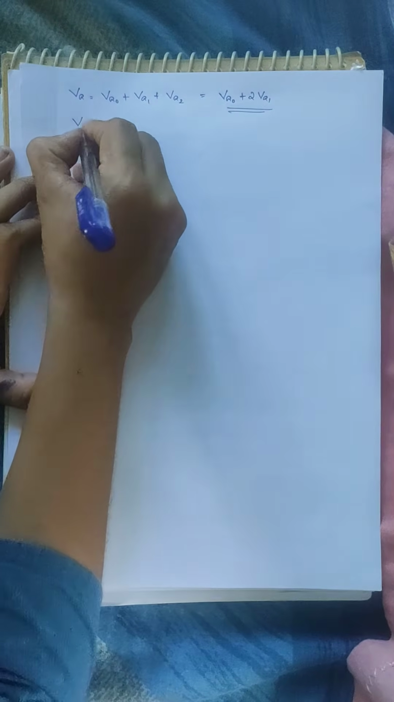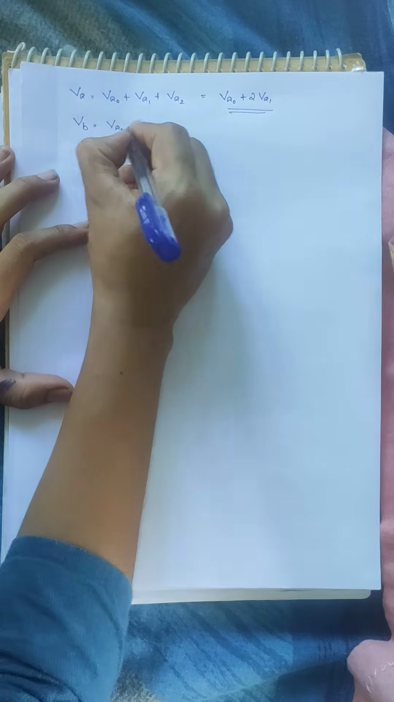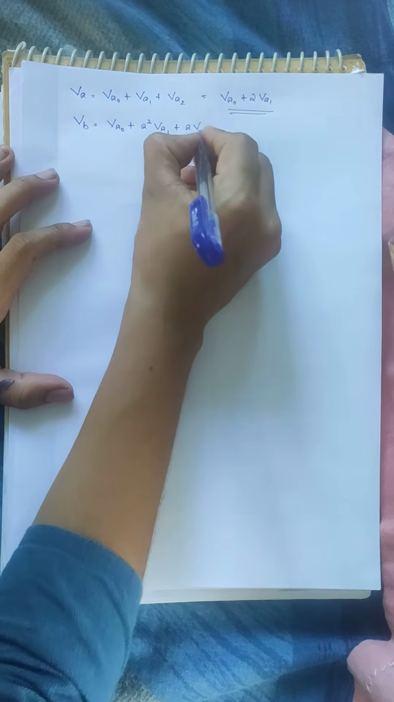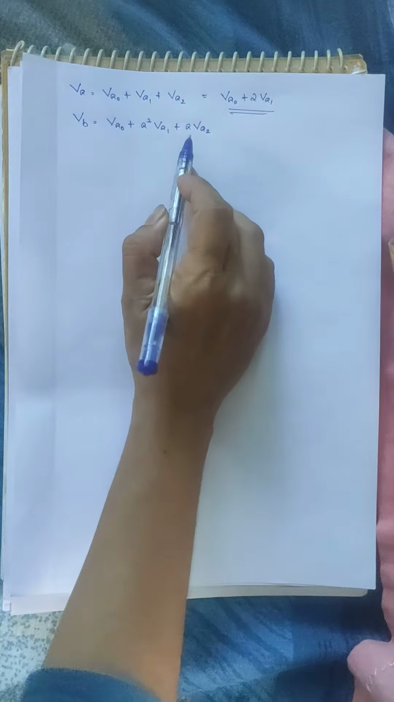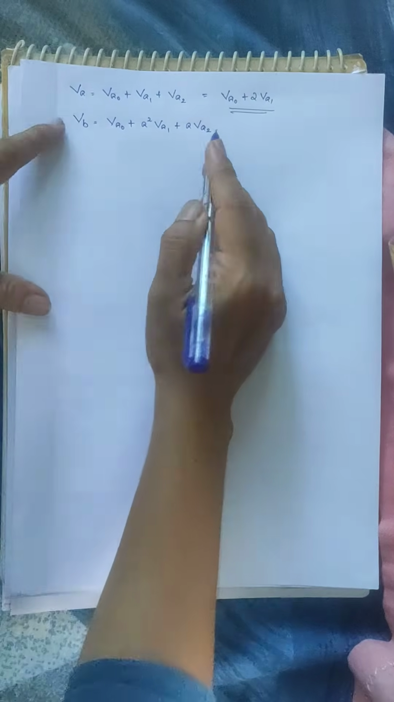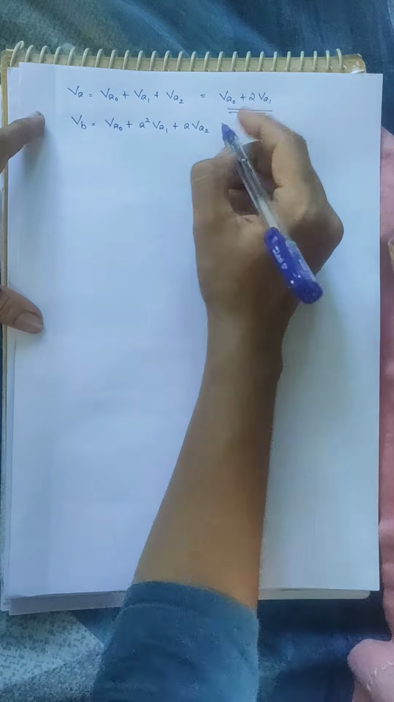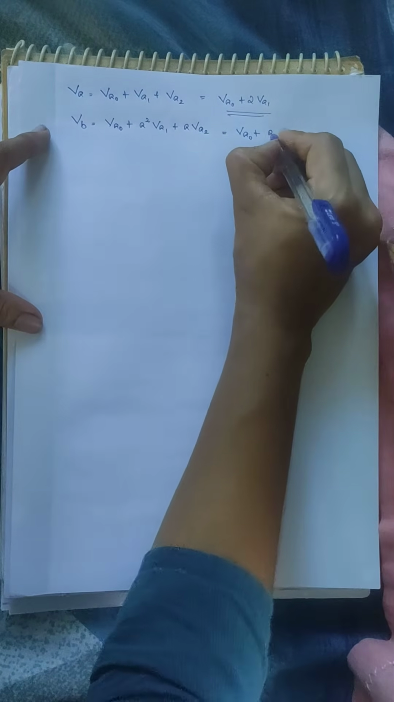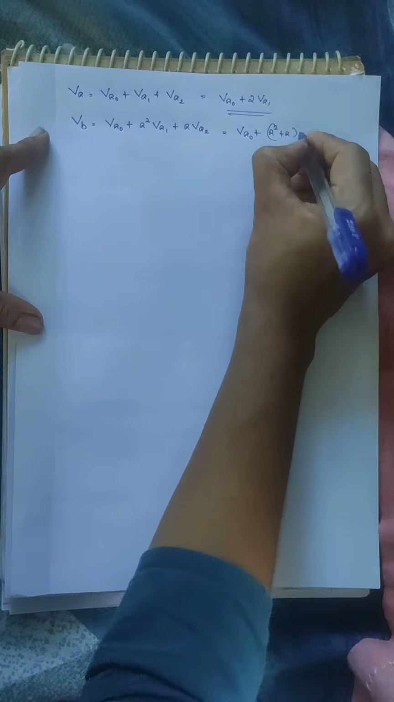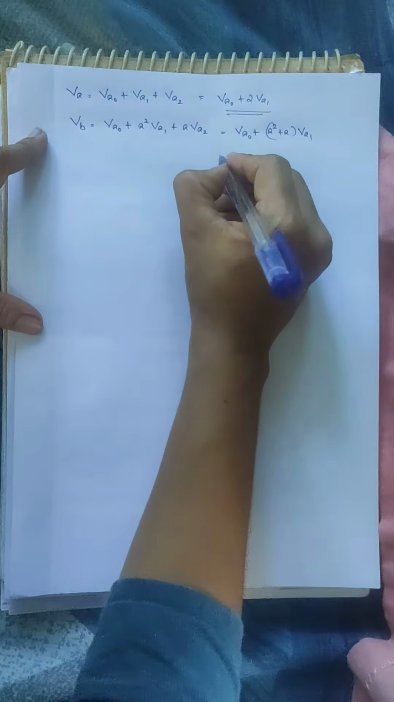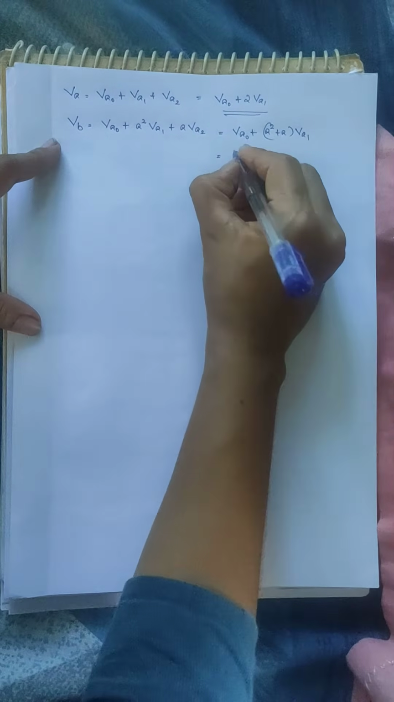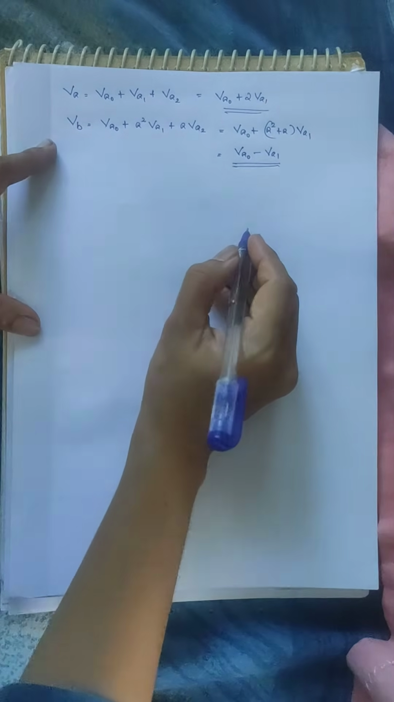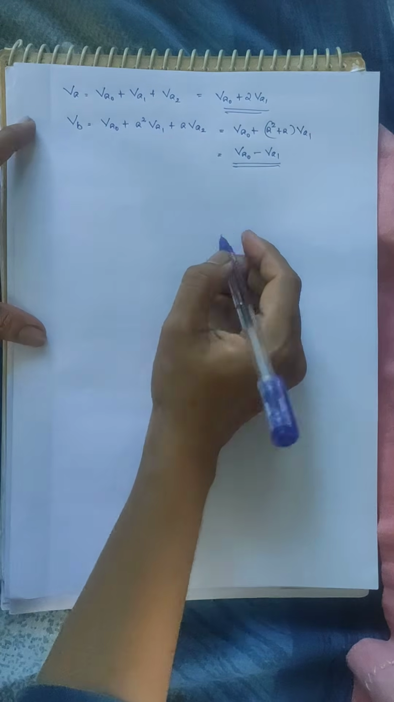Now VB. VB is equal to VA0 plus A square VA1 plus A into VA2. Again, VA1 is equal to VA2, so we can replace VA2 by VA1. Then this equation will become VA0 plus (A square plus A) into VA1. And A square plus A is minus 1. So this will be VA0 minus VA1. VB is equal to VA0 minus VA1.